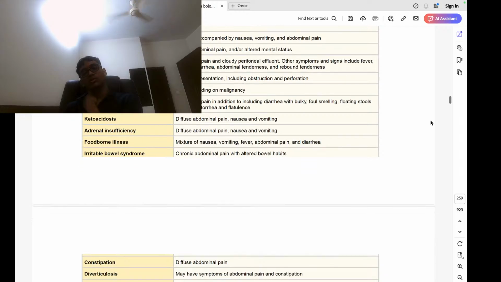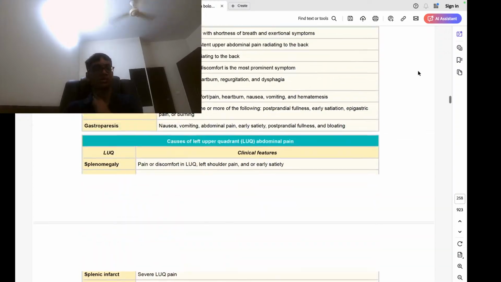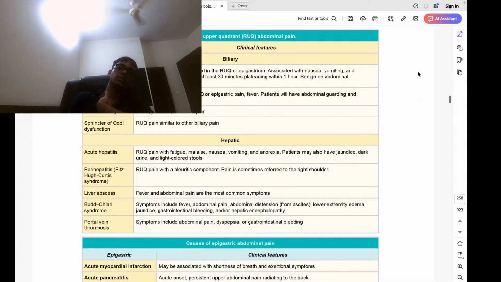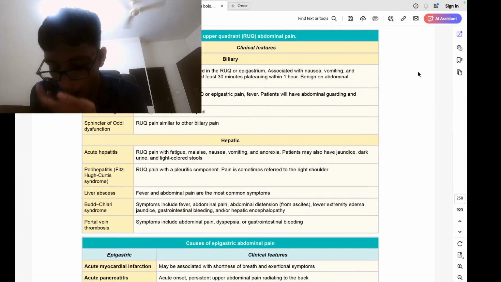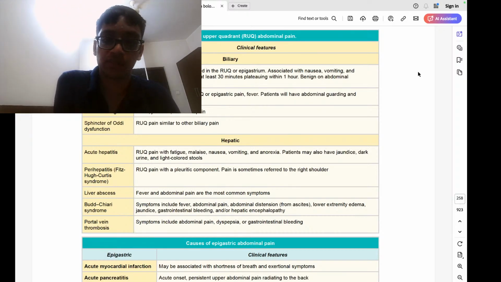So this next table is not that important, because abdominal pain is such a large topic that not everything is important. So, causes of right upper quadrant pain.